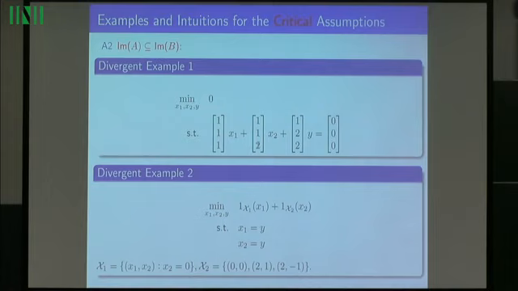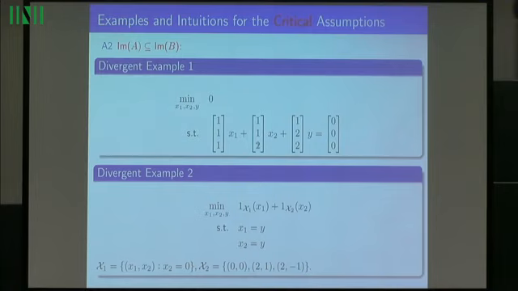For example, in this case, the objective function is not strictly convex, and the feasible region is not compact. So that causes issues, even though this is a very simple LP, it's just a feasibility problem.